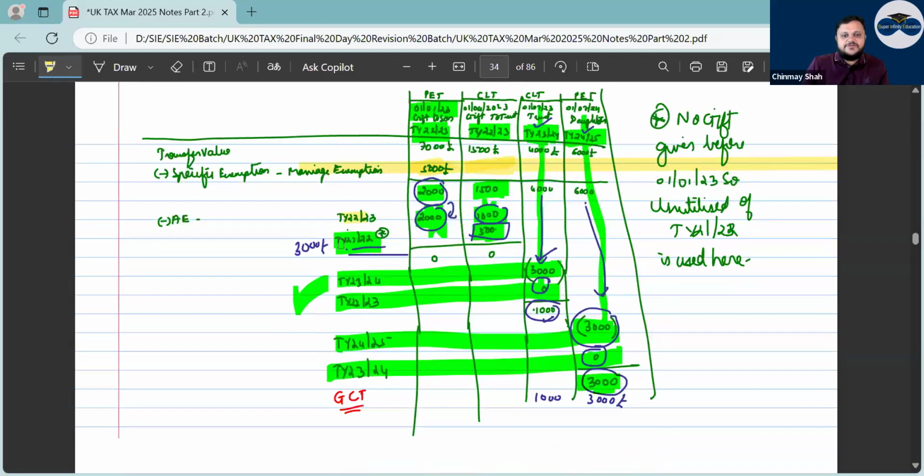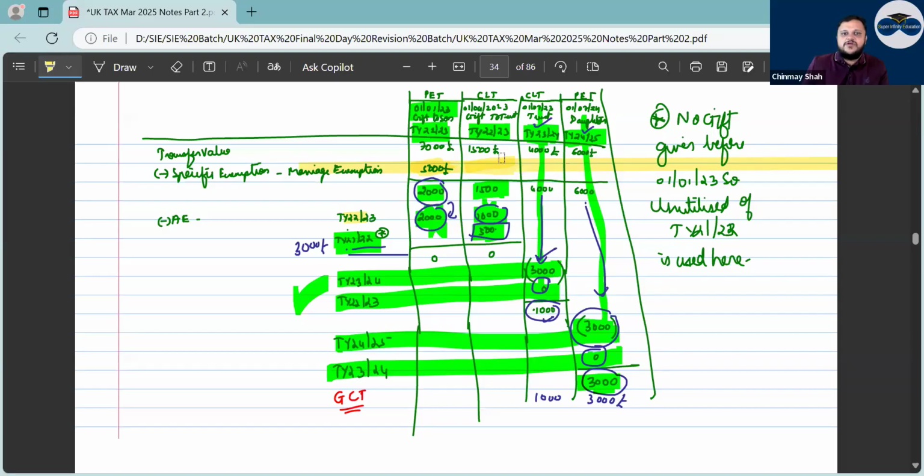So what happens, have a look, this 2000 of this year is used, correct, and this 500 from last year you can use, right? This is how 22-23 can use 21-22, because it is the first gift, so 21-22 is unutilized, so I can carry it forward and use it in this year. Makes sense? Yes. Then this transfer of value of 4000, against this also AE is available, so full 3000 you can use for sure. So here 3000 of 23-24 is used and 22-23 utilized everything, so 0 available.